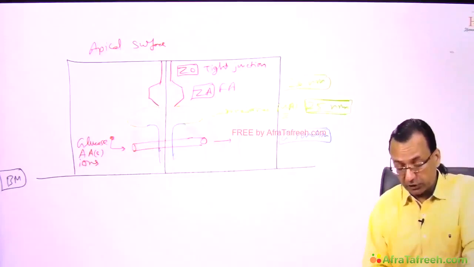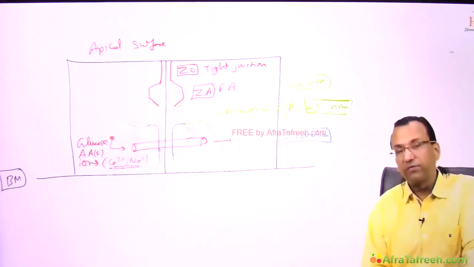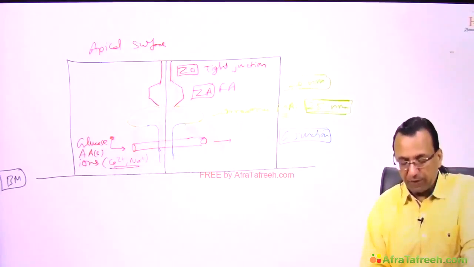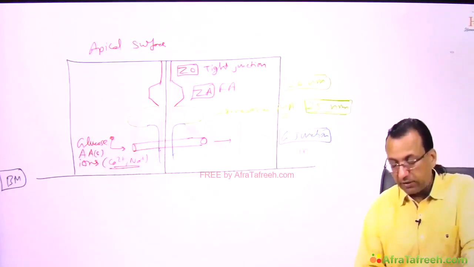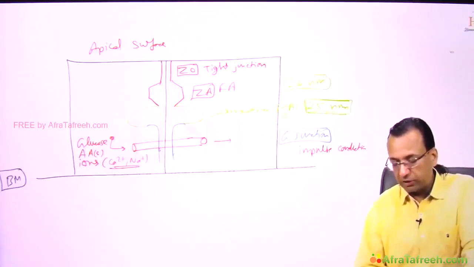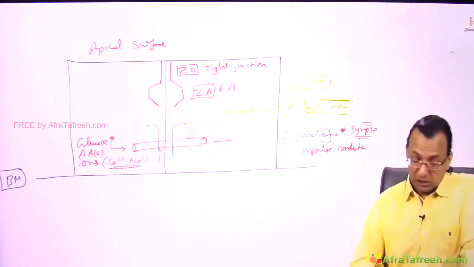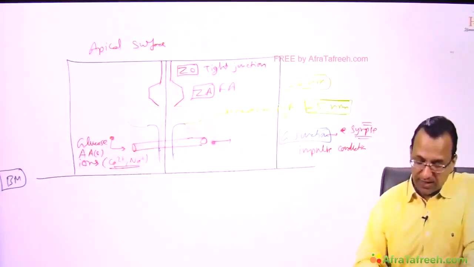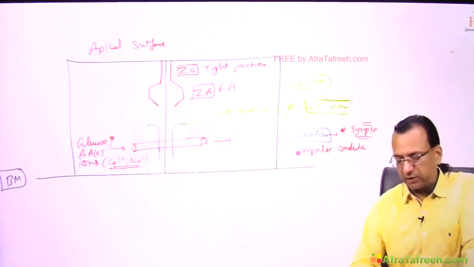Ions could be calcium ion, sodium ion. And what is it for? It is for the purpose of impulse conduction. What impulse conduction? Actually, the gap junctions are like electrical synapses. So this tunnel is like an electrical synapse for impulse conduction. Where?